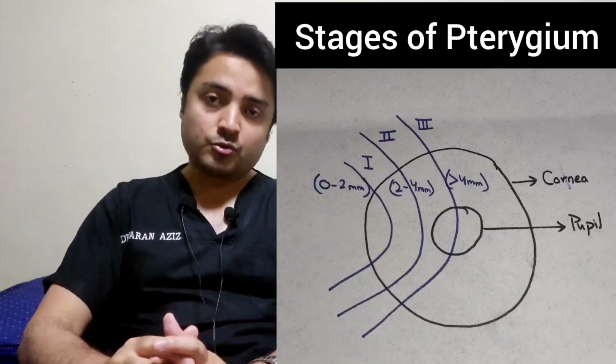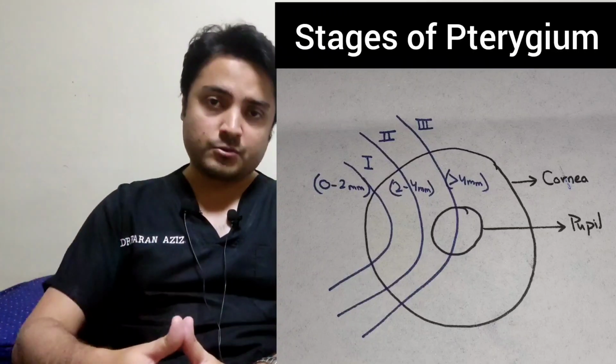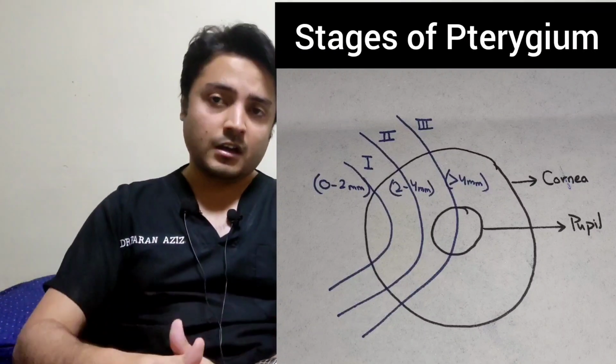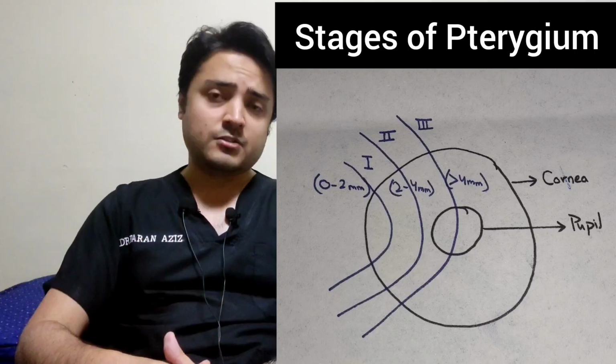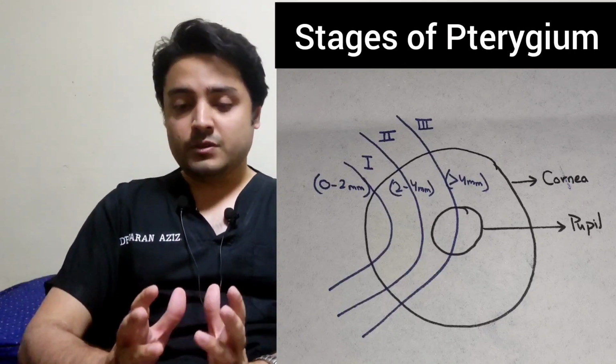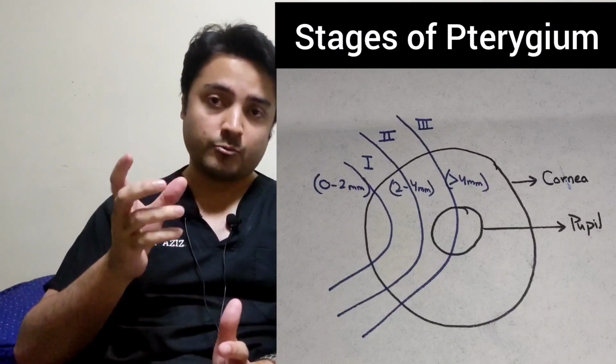This is stage 1. In this one, no surgical treatment is required. We usually tell the patient to have checkups from time to time and we just observe. We can give them medical treatment for this, but there's no need for any surgical treatment. Then comes stage 2, in which the growth has increased, but it's between 2 mm and 4 mm.